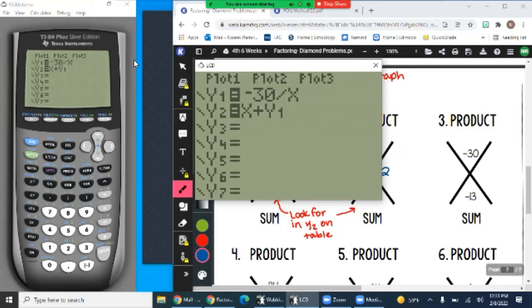Alpha trace center is to put that y1 in there and it's already there. Let's say it's not there. Let's say I'm starting from scratch. I got -30 divided by x. Okay, now what do I put in the bottom? X what? Now how do I put the y1 in? Alpha trace center. Now where do I go?